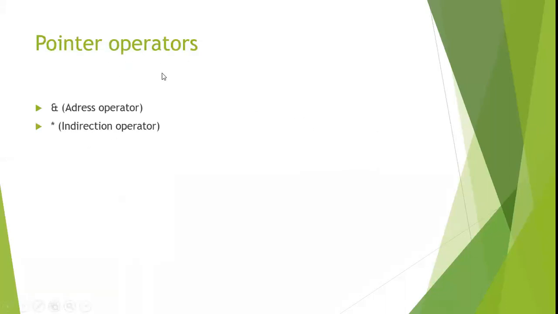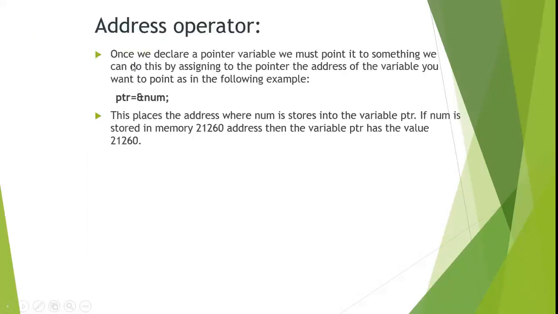Next is the pointer's address. This is the address operator, and this is the indirection operator. Normally we call it the address operator, and this is called the indirection operator, which directs to a particular value. Once we declare a pointer variable, we must point it to something. We can do this by assigning to the pointer the address of the variable we want to point to, as in the following. That means my pointer variable is storing, or pointing to, the address of the num variable. Right? This places the address where num is stored into the pointer variable.